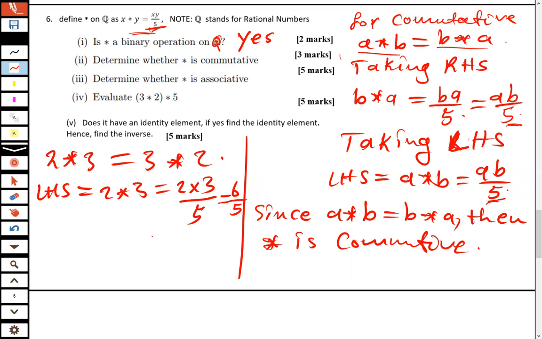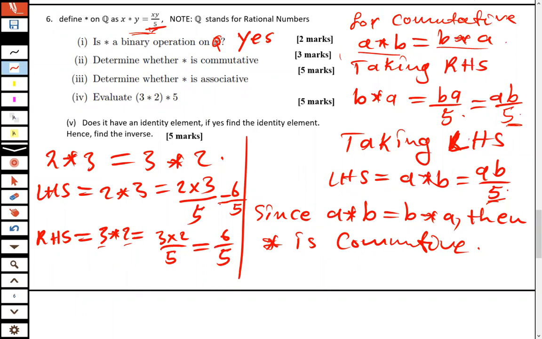Let us also find the right-hand side. The right-hand side will be equal to 3 star 2, which is equal to, while there is X, we put 3, while there is Y, we put 2. So we say 3 times 2 over 5. So 3 times 2 is still going to be 6 over 5.